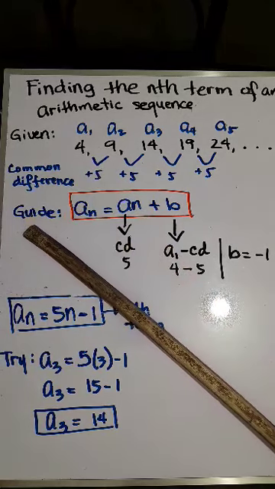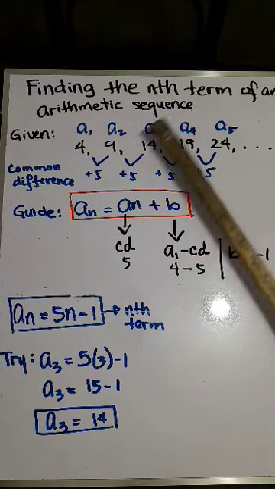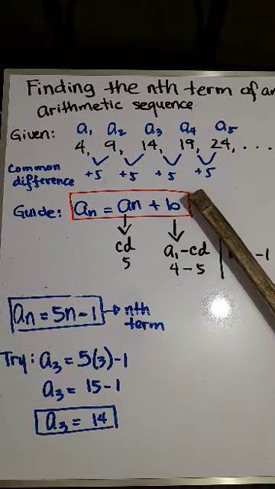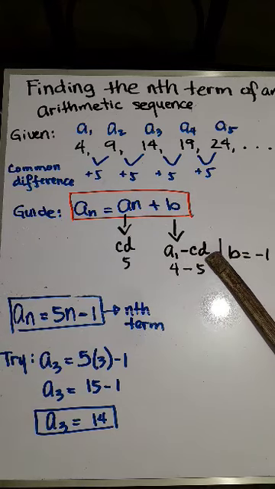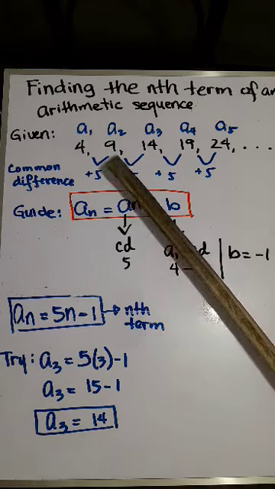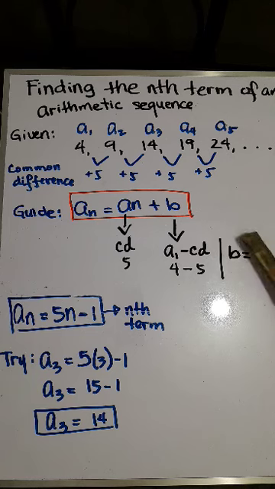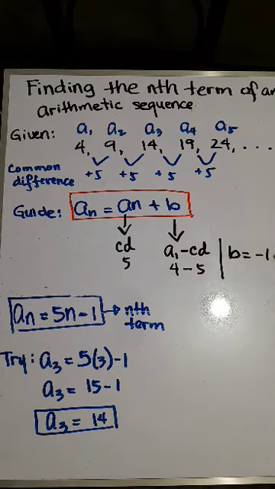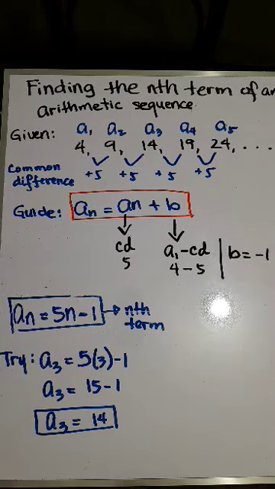Let us use the guide form to be able to find the nth term. The a here is the common difference. The b value can be obtained by a sub 1 minus the common difference, such that a sub 1 is 4 minus 5. Therefore, the b value is negative 1. So let us now form the nth term. Our a here is 5. Our b value is negative 1. So therefore, the nth term is a sub n equals 5n minus 1.